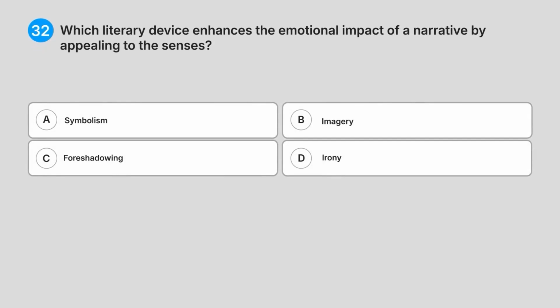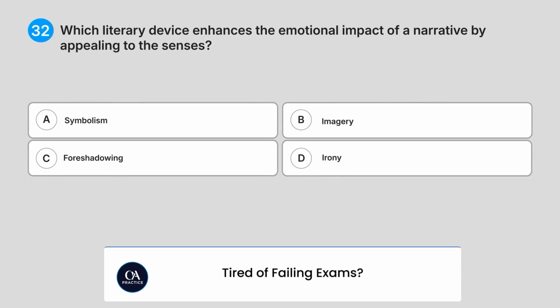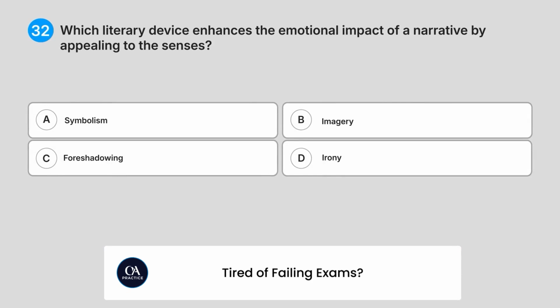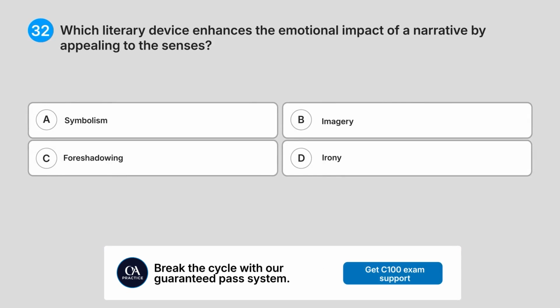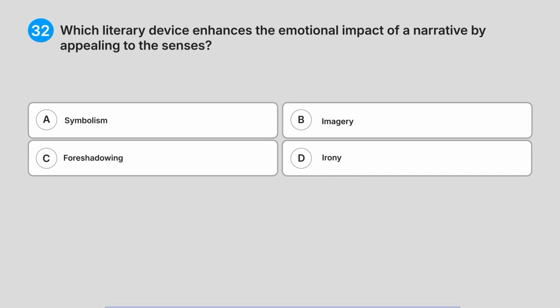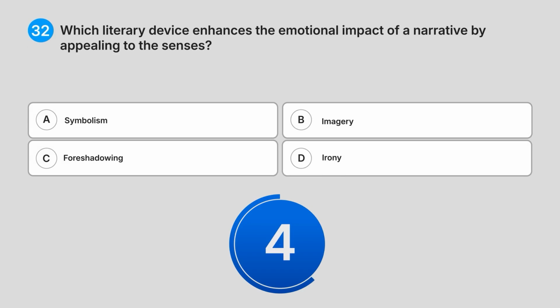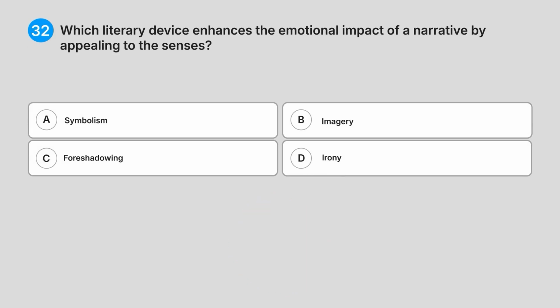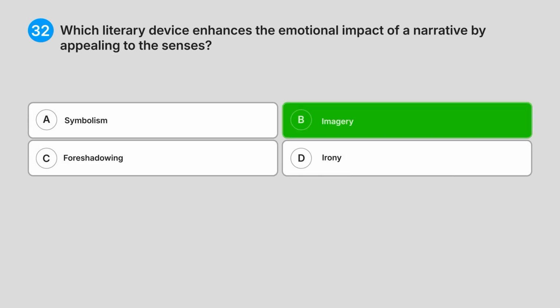32. Which literary device enhances the emotional impact of a narrative by appealing to the senses? A. Symbolism. B. Imagery. C. Foreshadowing. D. Irony. What do you think is the answer? Correct answer: B. Imagery.